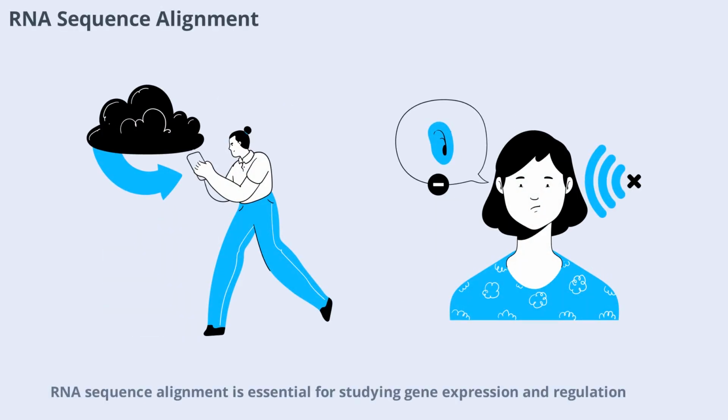RNA sequence alignment is essential for studying gene expression and regulation. By comparing RNA sequences, scientists can identify conserved motifs, alternative splicing events, and non-coding RNAs. These insights are crucial for understanding how genes are regulated and how they contribute to development and disease.